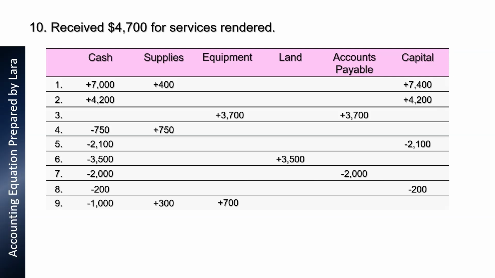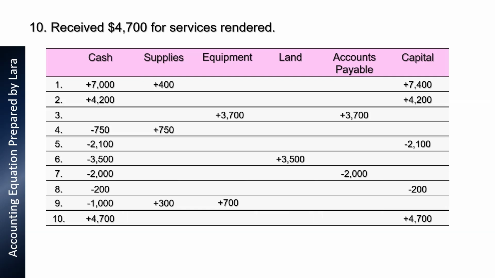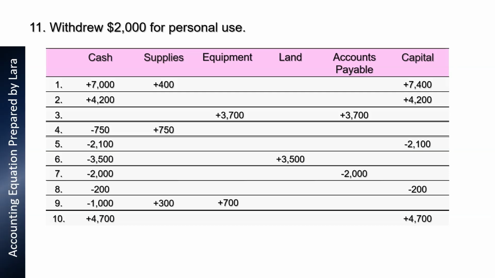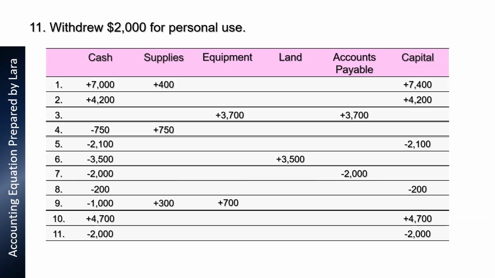Miss Nadia received $4,700 for services rendered. This causes cash and capital to increase by $4,700. Miss Nadia withdrew $2,000 for personal use. Therefore, cash decreases by $2,000 and capital decreases by the same amount.